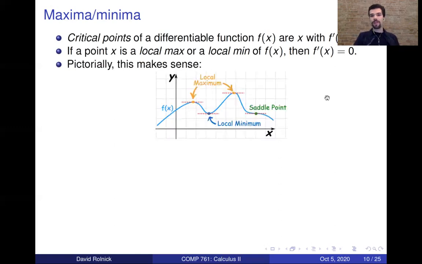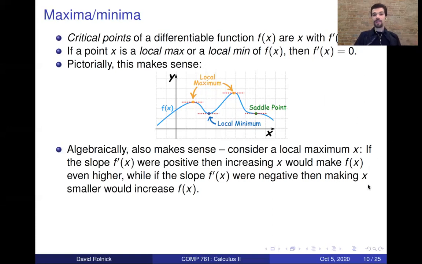If you just look at this pictorially, it's going to make sense. If you have this function and you look at the local maxima here, this is one local maximum, this is another one, this is a local minimum, you see that the slope is just zero, because if it were tilted, then you would be able to go up in one direction. If it were tilted the other way, you'd be able to go up in the other direction. So if it's a local maximum or local minimum, the derivative has to be zero.